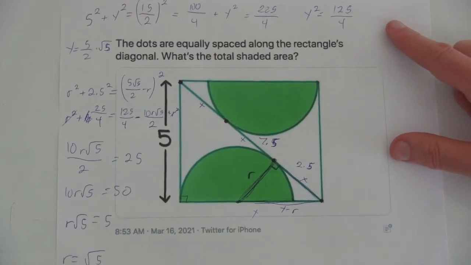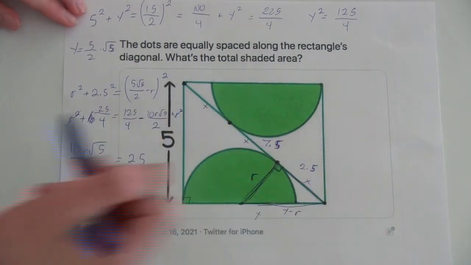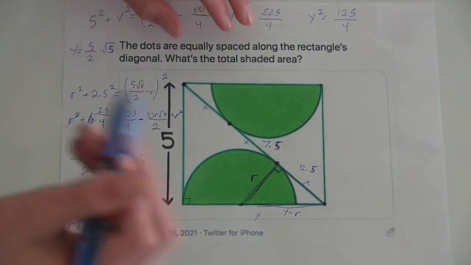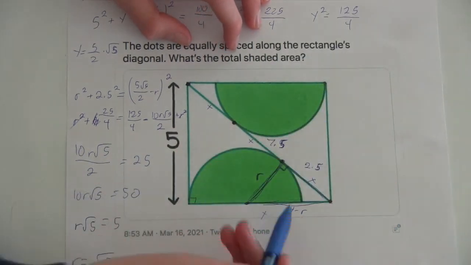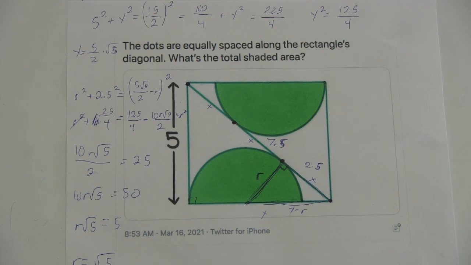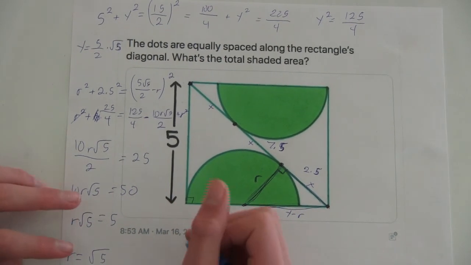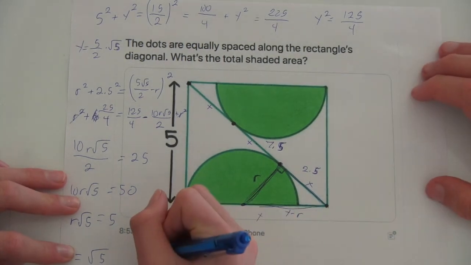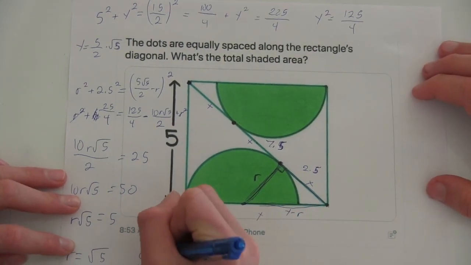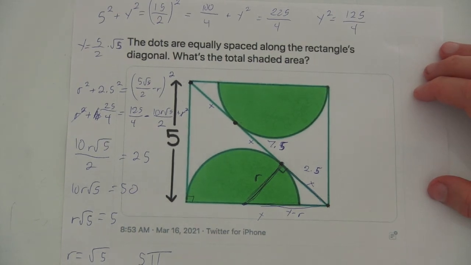Alright, so now we know that r is root 5. These semicircles are the same size because this one up here is also radius r. So we can just combine them and then use the area formula for a circle of radius root 5. So we get 5 pi as our total area. That's a really nice job.